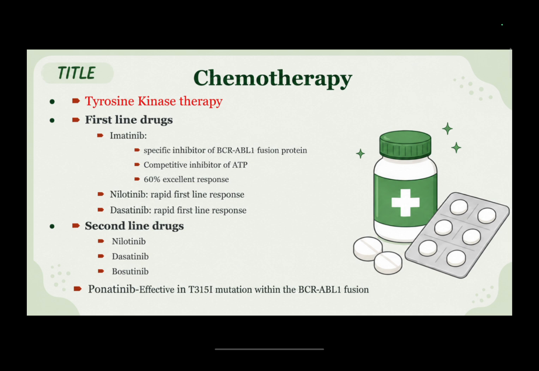For patients who fail first line therapy, our second line arsenal includes nilotinib, dasatinib, or bosutinib. If the patient develops highly resistant T315I gatekeeper mutations, standard TKI fails and ponatinib becomes uniquely indicated.